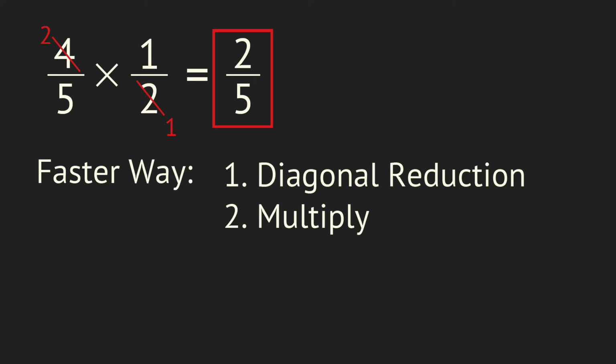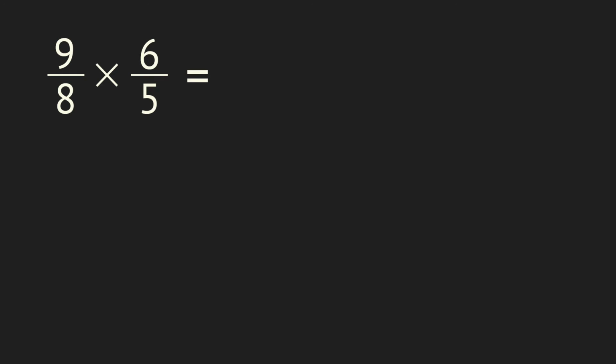Now I will show you an example of multiplying improper fractions together. First, I'll use the standard method. Then I'll do the same problem using the faster way. Let's multiply 9/8 times 6/5. Using the standard method, we multiply the two denominators 8 and 5 together to get 40. Then we multiply the two numerators 9 and 6 together to get 54.